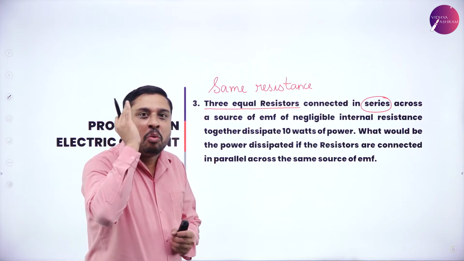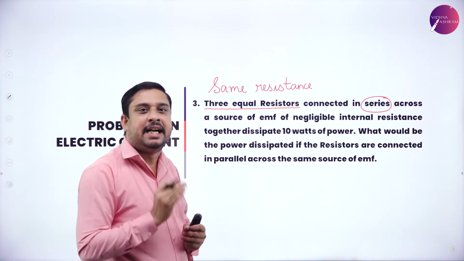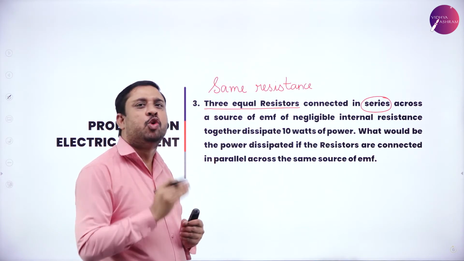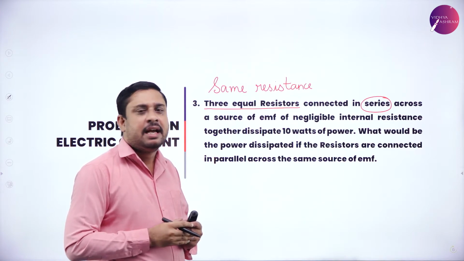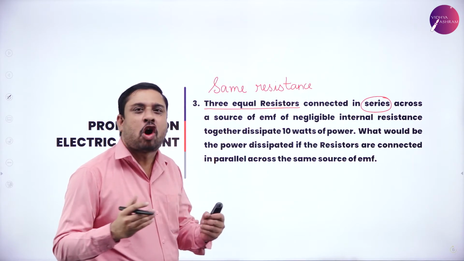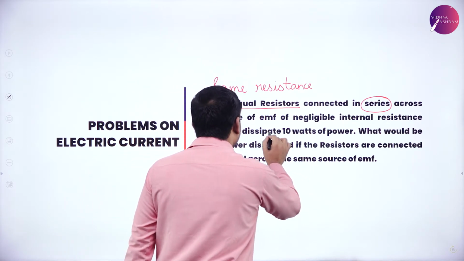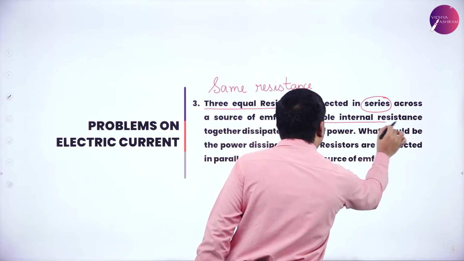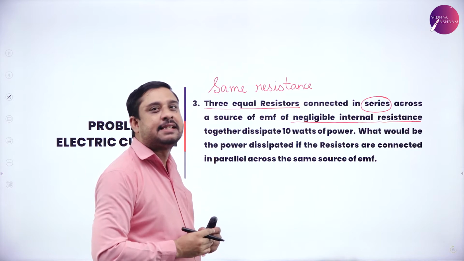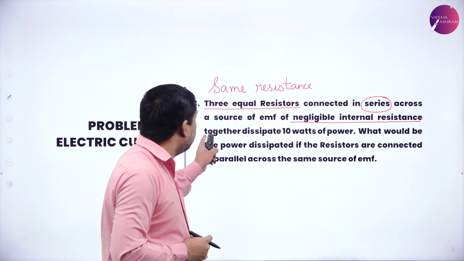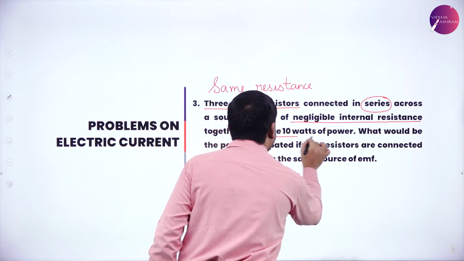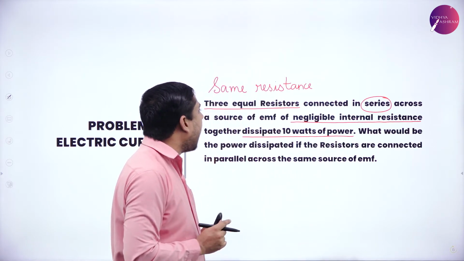They have the same value of resistance and they are connected in series across a source of EMF and negligible internal resistance. And these 3 resistors dissipate 10 watts of power.